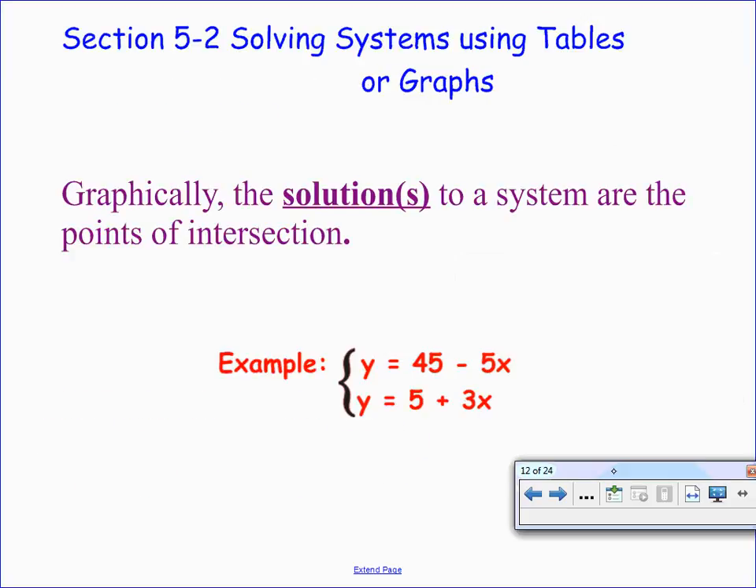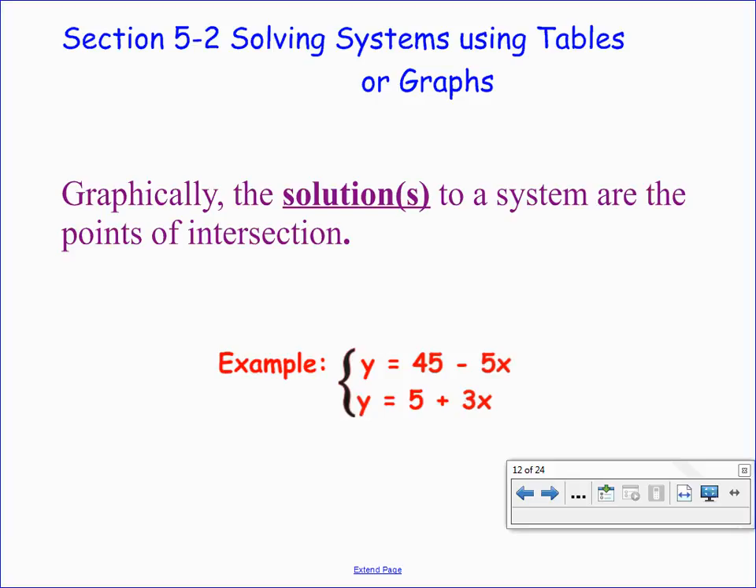All right. Now that we know what a system is, we're going to look at some additional methods to use for solving. So we've already seen how graphically the solution to the system was a point or points of intersection. Now we're going to solve using tables. Well, we'll need our graphing calculator for this, so please make sure you have yours at the ready. Graphically, the solution to a system is the point of intersection, or the solutions are points of intersection.